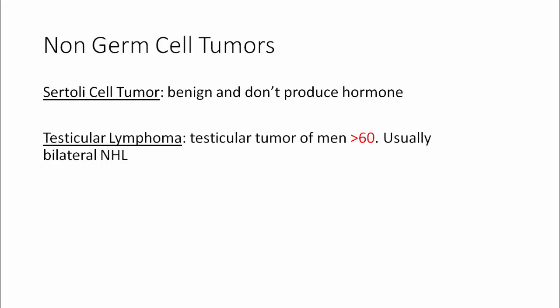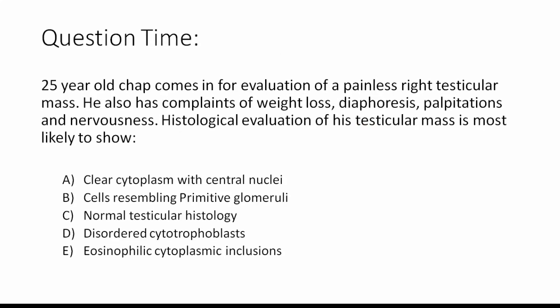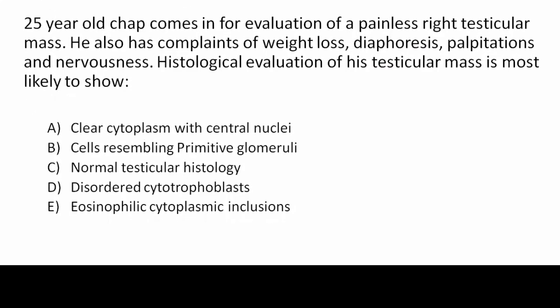Now that we've covered the common tumors to appear on step 1, let's try a question. This is a 25-year-old with a unilateral testicular mass. He has symptoms of weight loss, diaphoresis, palpitations, and nervousness. What does that make you think of? You're right, these are the classic symptoms of hyperthyroidism.